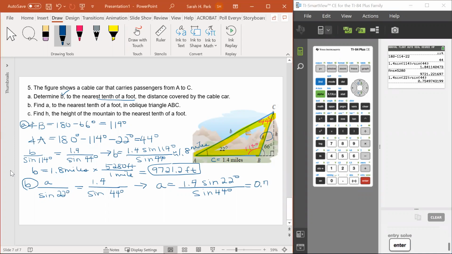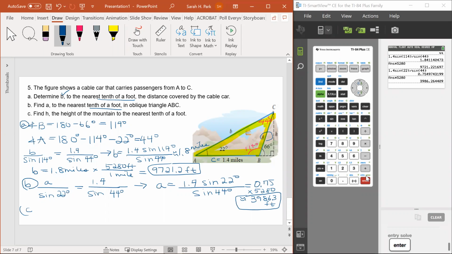0.75-ish. And of course, it says foot again, and it's a little annoying. Just multiply that by 5,280 feet to get the nearest foot, which is around 3,986.3 feet. Okay, so that is part B.